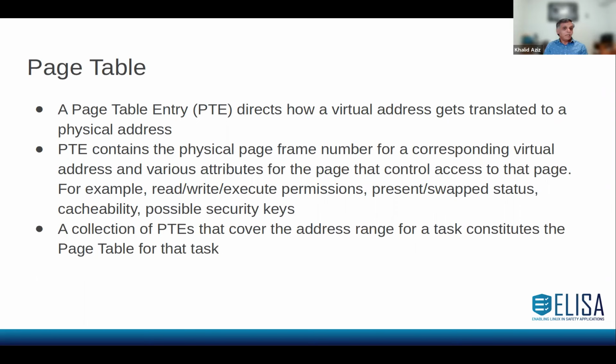If there is a physical page backing a virtual address, there can be multiple attributes. Can the process read from it? Can the process write to it? Can we execute the code that's on that physical page? All of that permission is stored in the page table entry. As I mentioned, a virtual address may not necessarily be backed by a physical page.